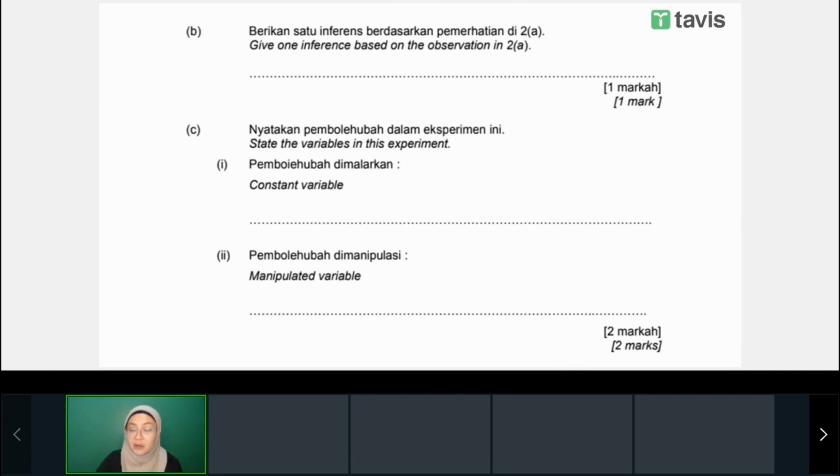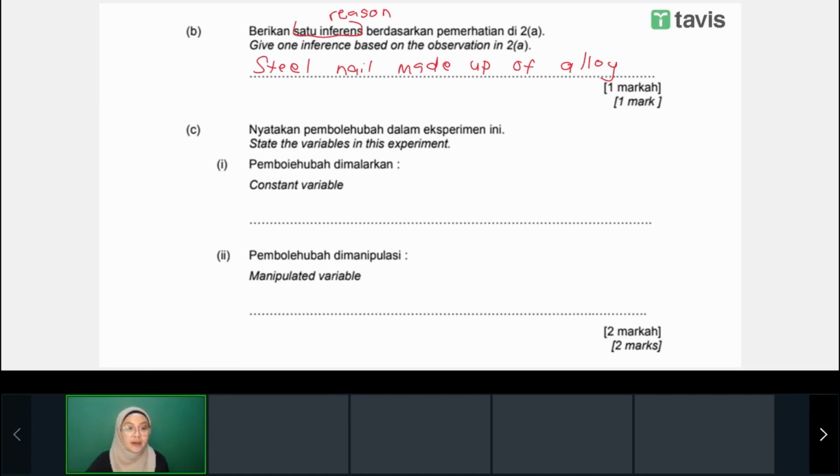Now they are going to ask about the inference after this. Usually after they ask about the observation, it will be followed by the inference. Inference is the reason. Why do you see that the steel nail does not change into brown? Because steel nail is made up of alloy. We know that alloy is more resistant toward corrosion compared to a pure metal. You are going to get 1 mark.